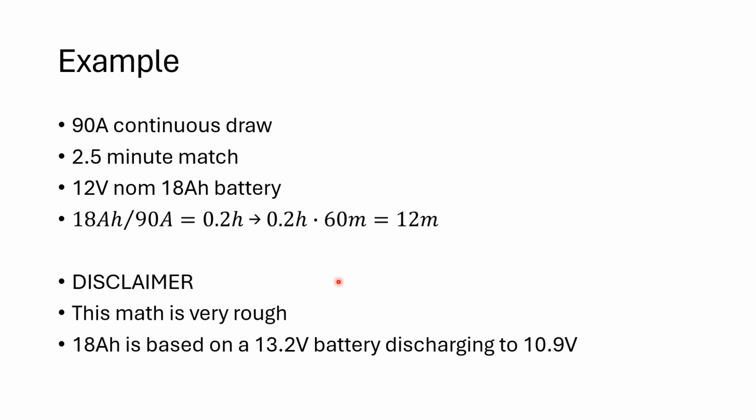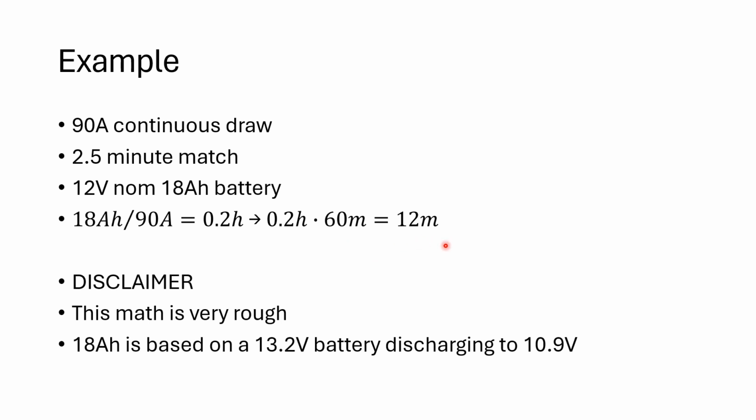Okay, so this is the math, and I'm doing it kind of quick and dirty. But if you have an 18 amp hour battery divided by 90 amps, that leaves you with time because the amps cancel. So now you have 0.2 hours, but we want that in minutes. So we're going to multiply 0.2 hours times 60 minutes. That gives you 12 minutes of time.